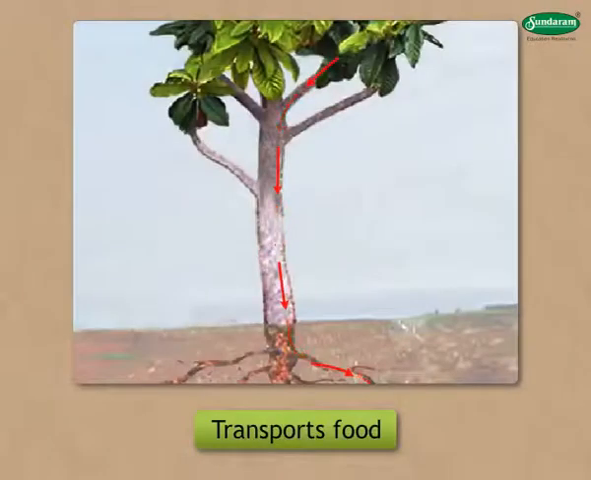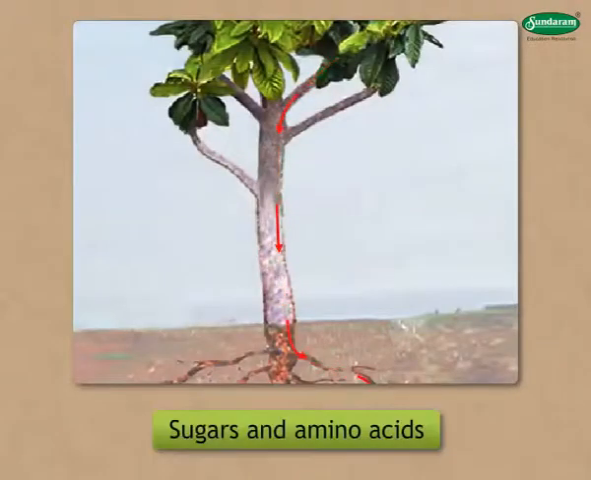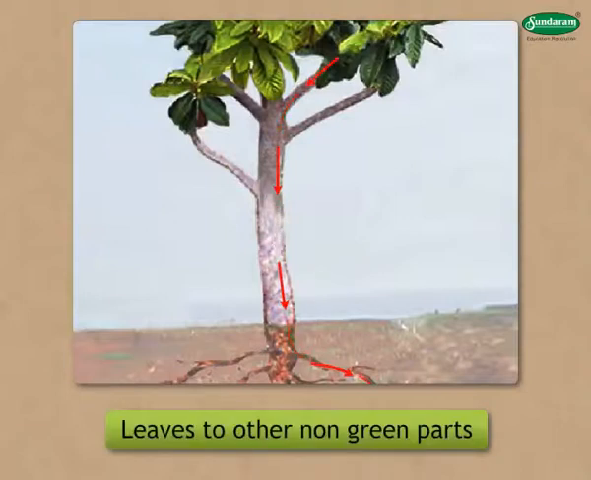Phloem transports food, that is sugars and amino acids, from leaves to other non-green parts of the plants such as growing stems and roots.